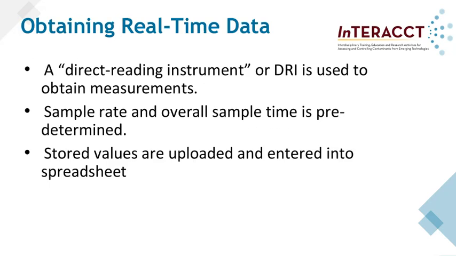To begin, the assumption is that you are in an industrial facility of some sort and you have a DRI, and you have already set it to a sample rate of your choice, and you have predetermined a sample time, and you have a location you're going to put this device in, and that you can store the values and upload them into a spreadsheet for analysis. This aspect of the process was just previously discussed in Part 2 of this module.